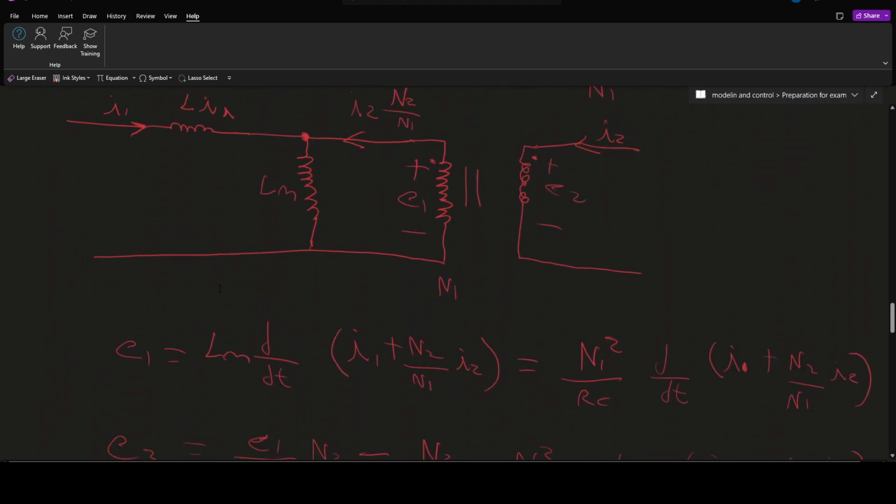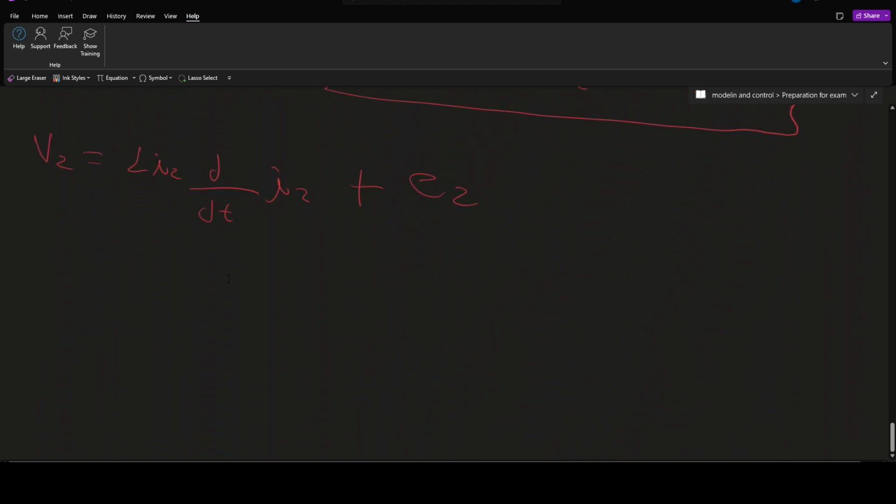We have V1. I'm just gonna write it again to have it right here. V1 we have is our leakage inductance due to I1 times dI1 over dt plus our magnetizing inductance times d over dt of I1 plus n2 over n1 I2.